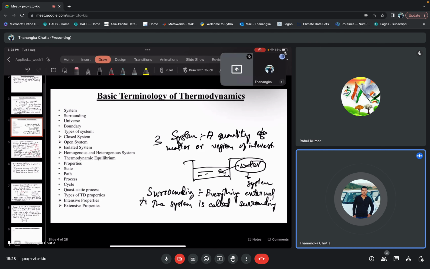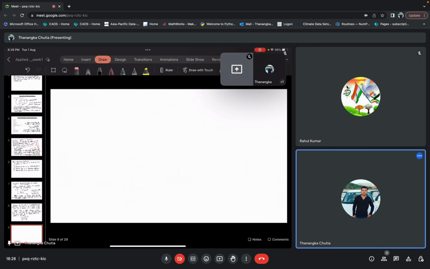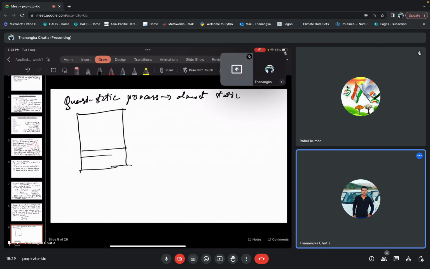Okay, now the next is quasi static process. Quasi static means almost static. Okay, now suppose you want to expand this piston from this point 1 to this point 2. You want to push this piston from point 1 to point 2 now.